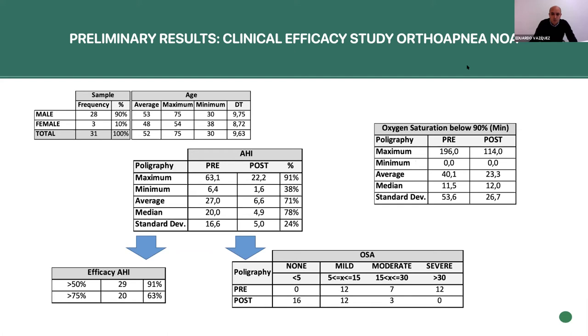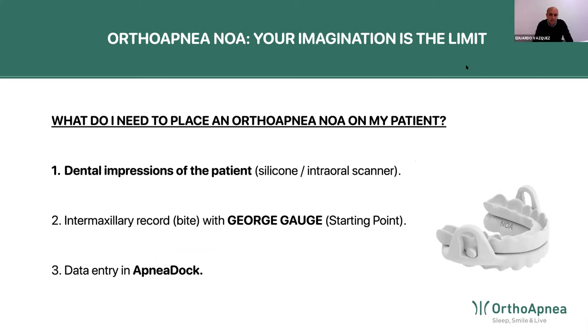And so what do I need really to place the order of OrthoApnea NOA? Really, you don't need to provide anything different than what you're currently sending to the lab for the devices you're using now. You need the dental impressions of the patient, which can be regular silicone impressions, or you can use an intraoral scanner. You also need an intermaxillary record, preferably with a George gauge. It can be done with other methods, but we prefer the George gauge, so that you also provide the degree of maximum retrusion and maximum protrusion.